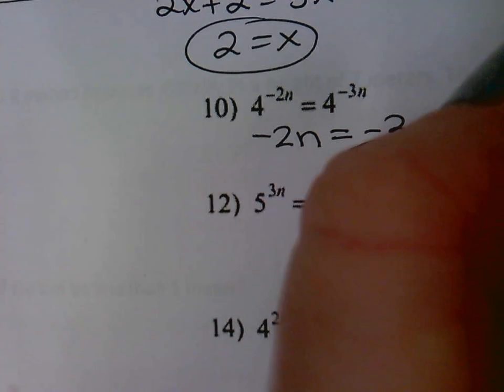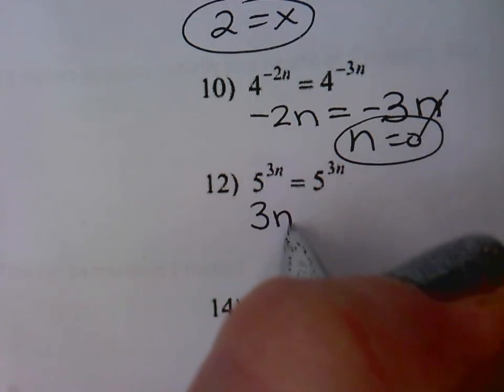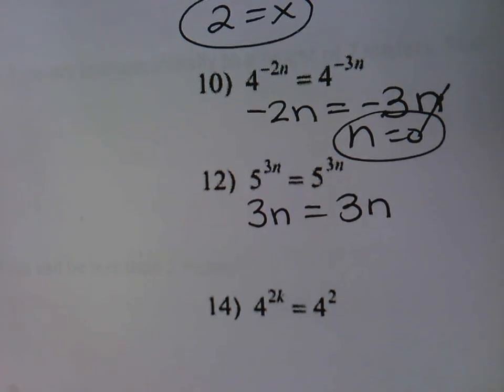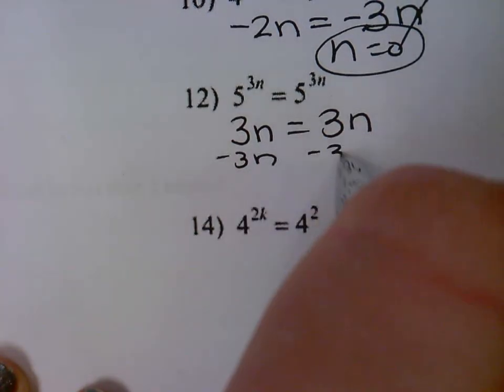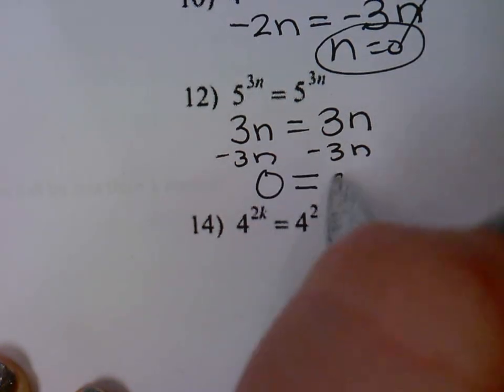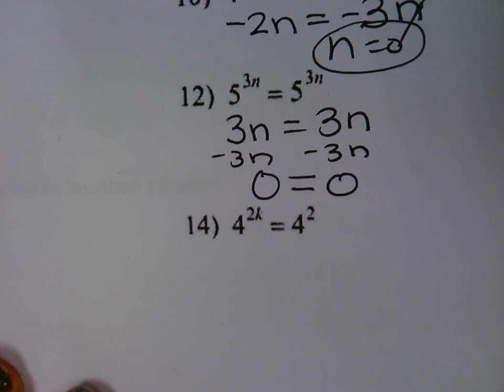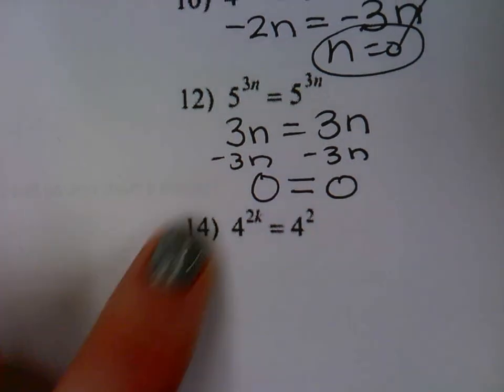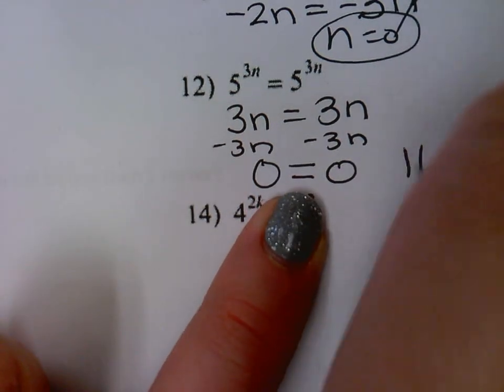All right, but on number 12, something different happens. 3n equals 3n. When you subtract 3n on both sides this time, you get nothing. You get a big goose egg on both sides. If you think back to substitution elimination, what happened when we ended with no variable, but we have a true statement? The answer is all real numbers.